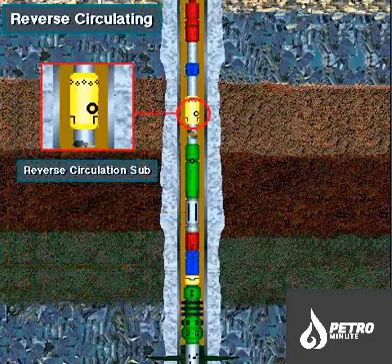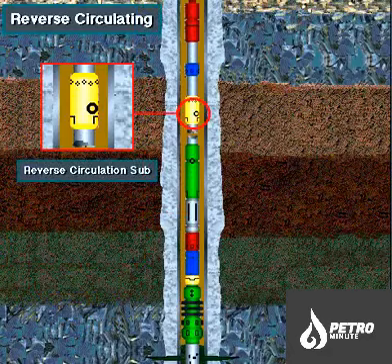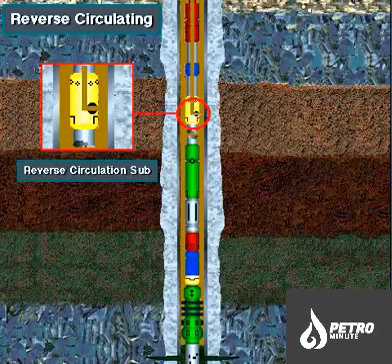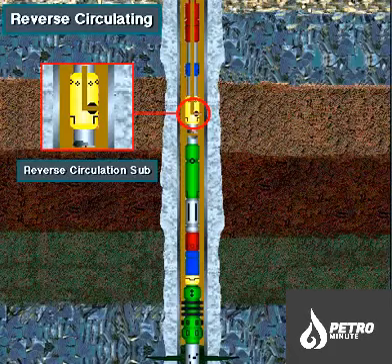To remove the DST tool from the hole, the driller first opens the reverse circulation sub. The driller usually opens the reverse circulation valve hydraulically by pumping drilling fluid down the annulus. This increased pressure in the annulus opens the sub.